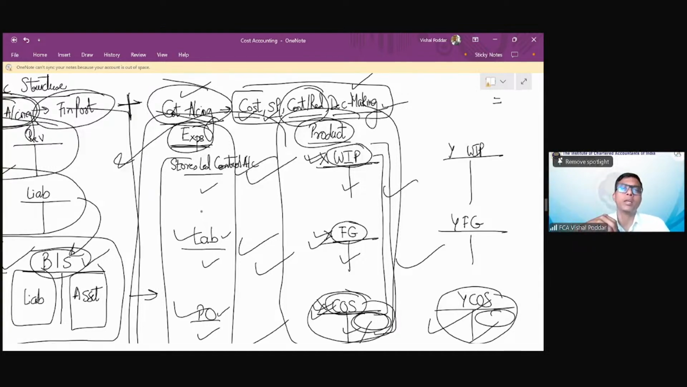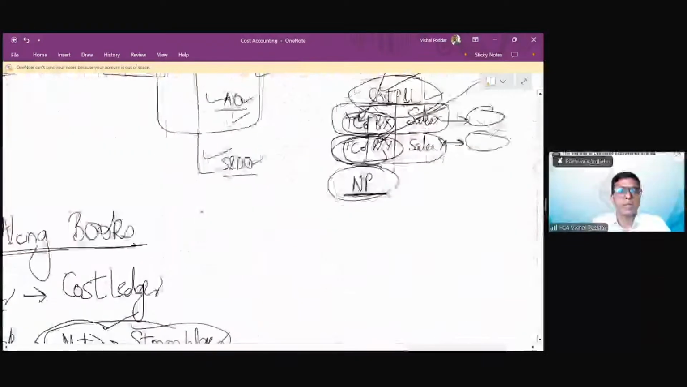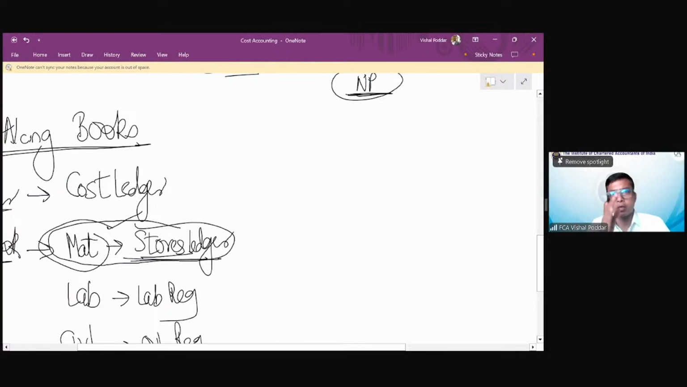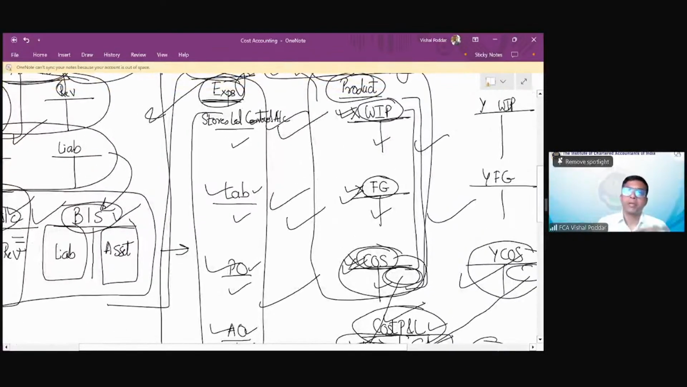In the back of your mind, you'll understand that this is nothing but your material account. Since material details are kept in the stores ledger, where for each material you have a separate page showing the details of each material, receipt, issue, balance, the price, the quantity, everything, here we prepare one common account representing all materials. That is why it is called the control account. So when you write control, what you mean to suggest is that this is not my only account.